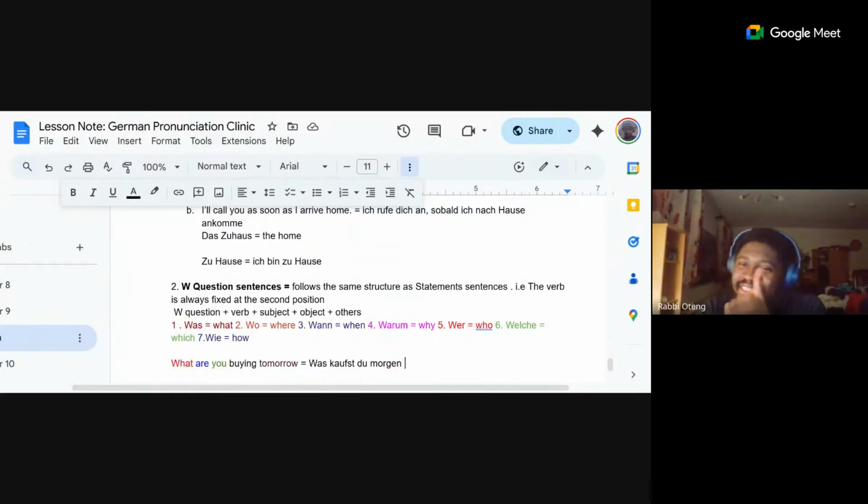Because direct object order, the word here is the direct object. What are you buying? You are buying what? The thing you are buying is the direct object, so the question word here is just like the real question for the item.